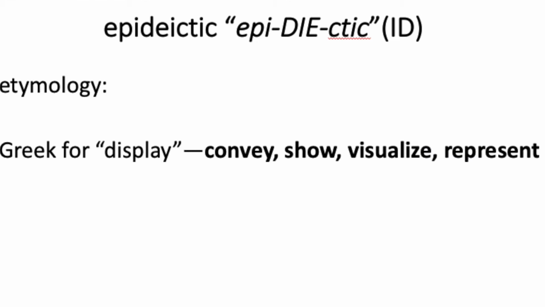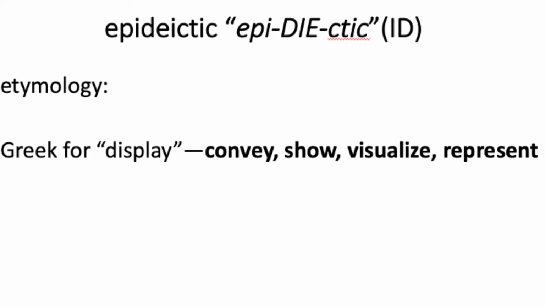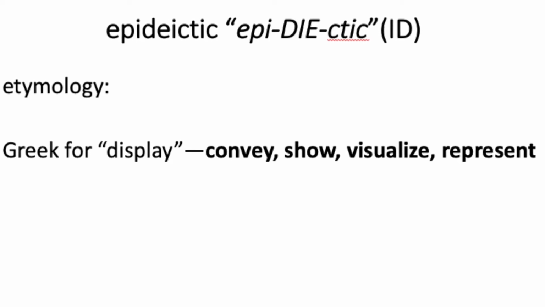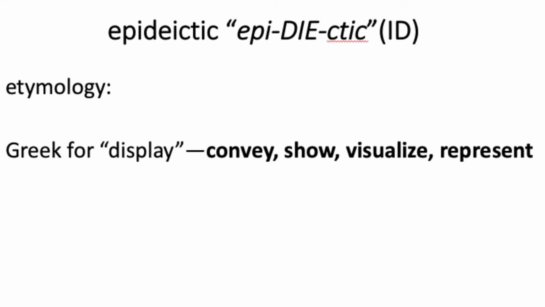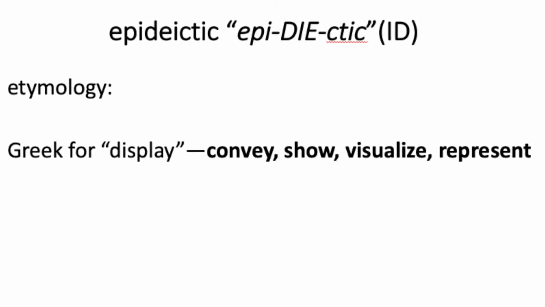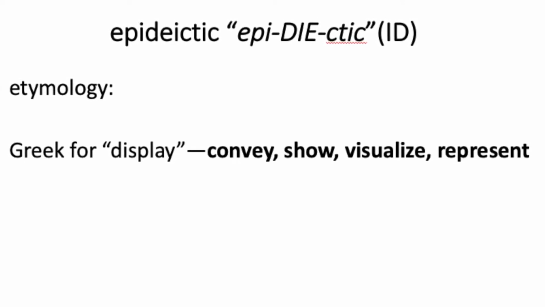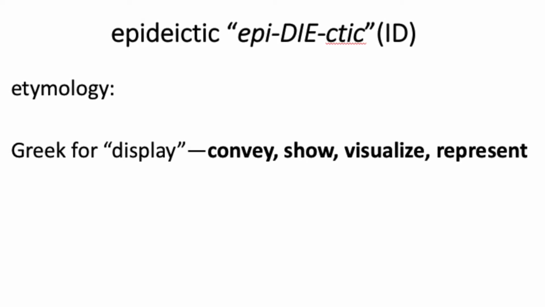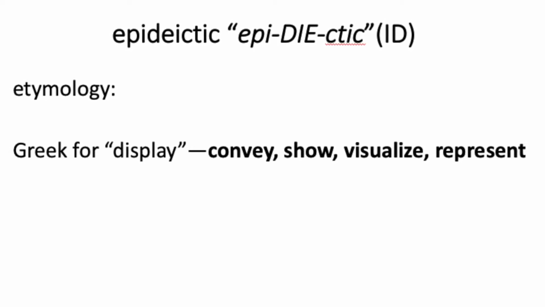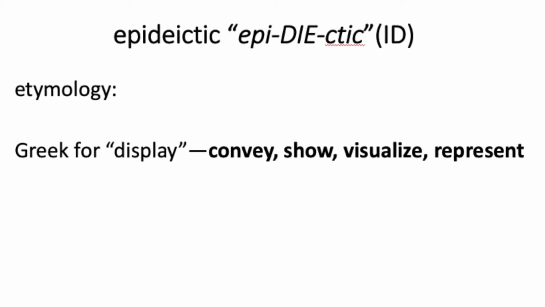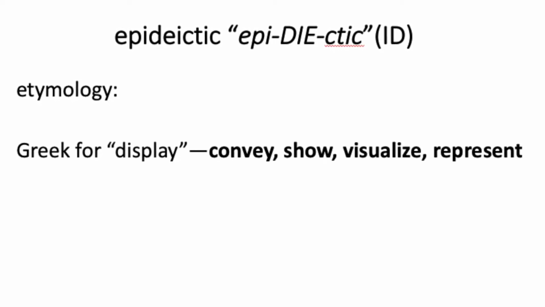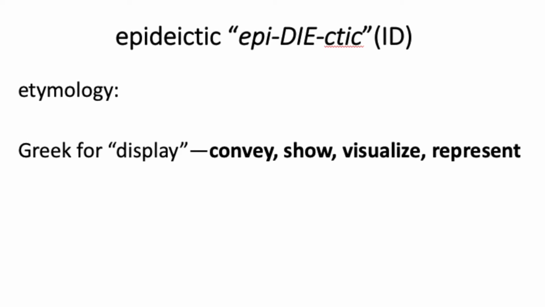To better understand the term epideictic, let's look at its etymological roots, which lie in a Greek word that means show, convey, visualize, or represent. Sonnets praise someone by visualizing them or representing them. Insofar as epideictic means represent, it gets at the heart of language itself. That is, the word systems we use to represent the world.